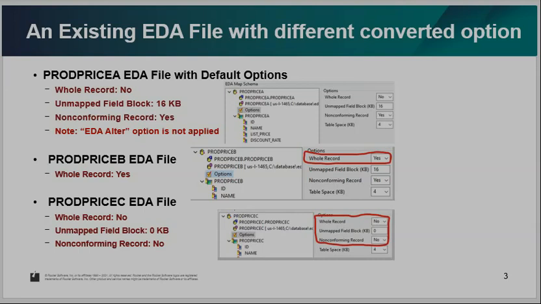The first one is the common one. By default it will use whole record no and non-conforming record yes. This kind of file is the most default EDA file. You cannot use the EDA alter function on it. The other two you can use it. I will show you the difference, and why you cannot use the EDA alter function on the first one.